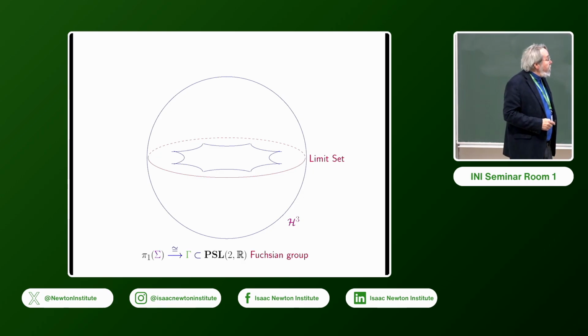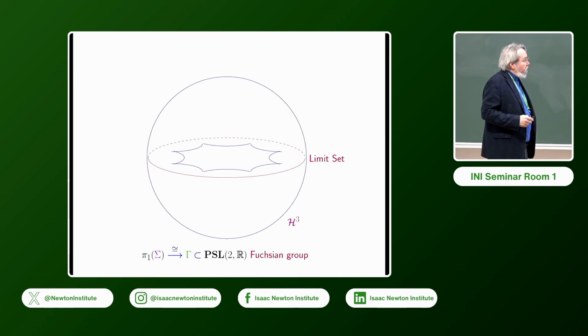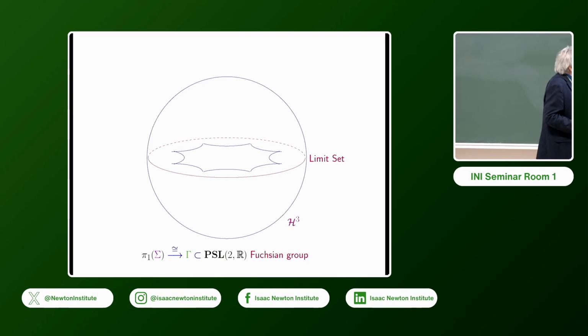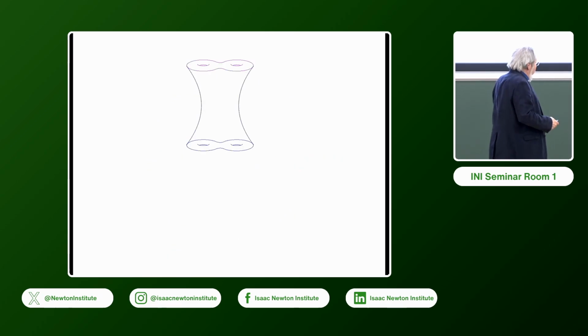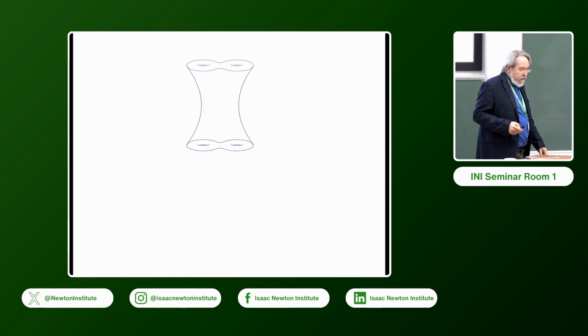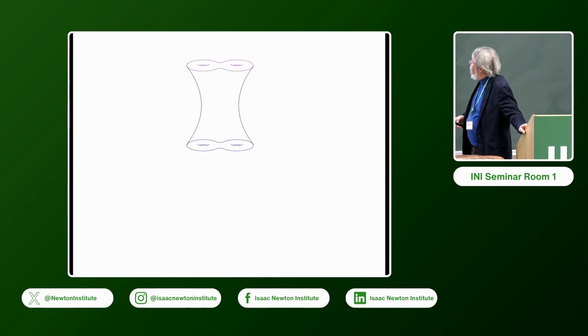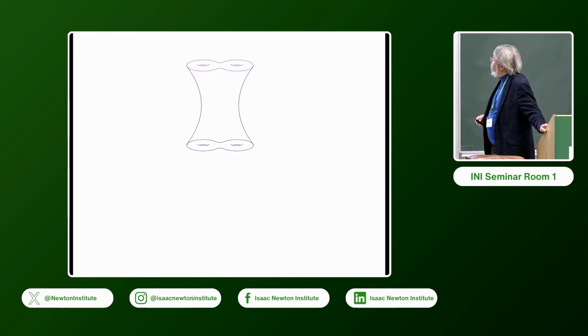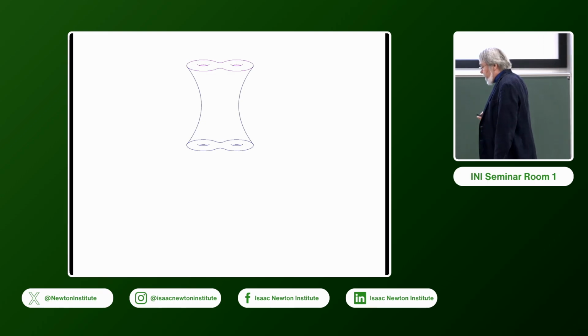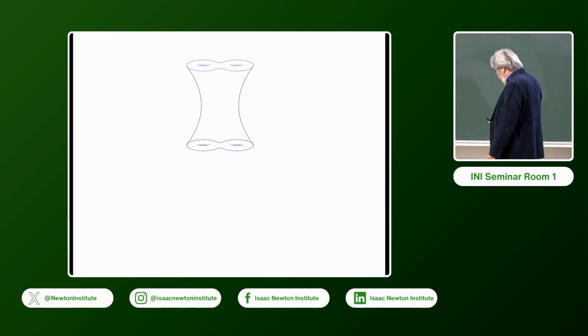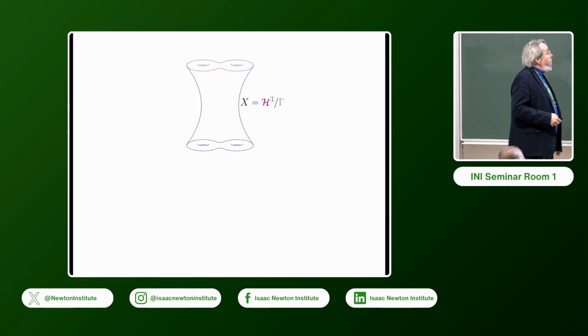All right, so groups of this kind are called Fuchsian groups, Fuchs having been the person that first thought about them. And when you take the quotient, at least in a cartoon picture, you get a manifold which is diffeomorphic to the product of a compact surface with R.